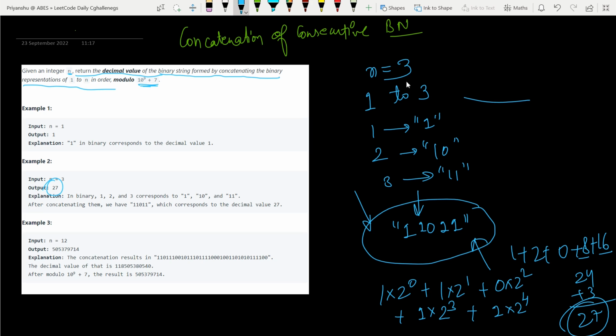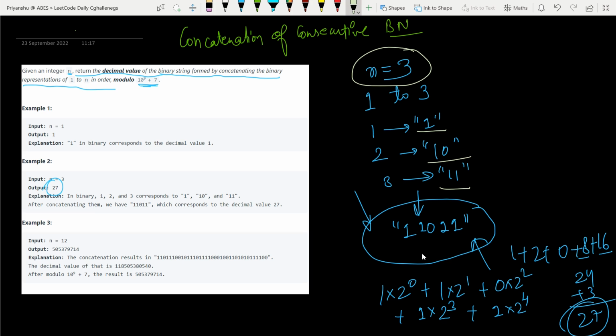Let's suppose we are given a number 3. We find the binary representation of numbers 1, 2, 3. For 1 it is 1, for 2 it is 10, for 3 it is 11. Okay, we have found the binary representation of the numbers.